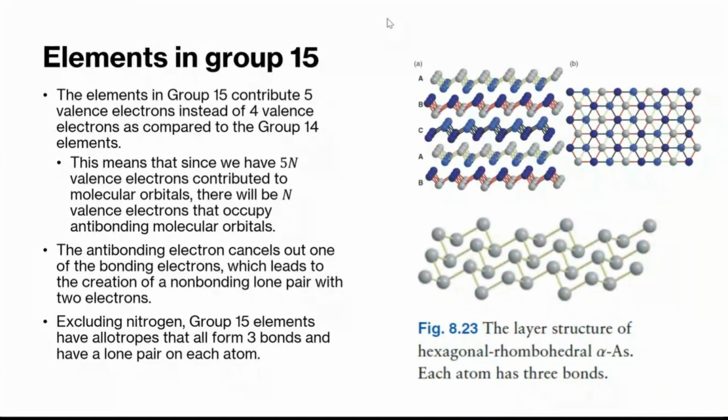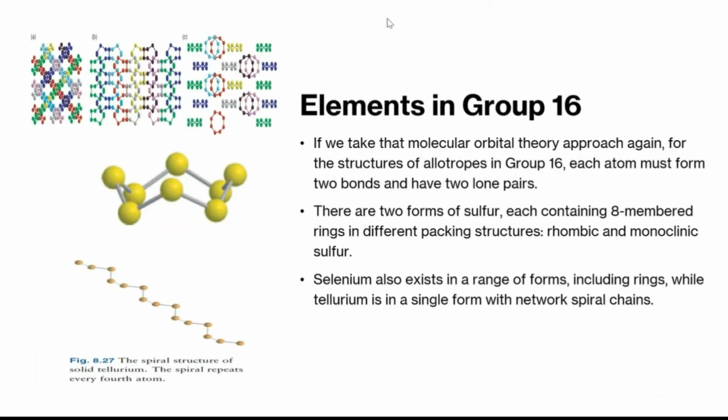Now, excluding nitrogen, group 15 elements have allotropes that all form 3 bonds and have a lone pair on each atom, just throughout the entire 3D structure. Now we say excluding nitrogen because nitrogen is a gas, and it does not form these 3D structures normally. So next we'll move on to group 16.